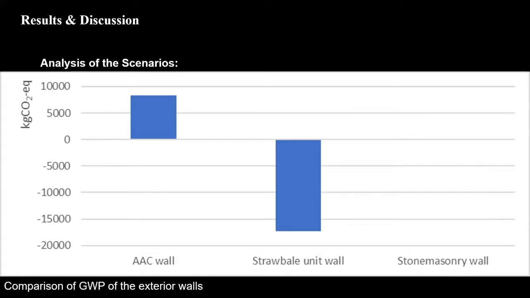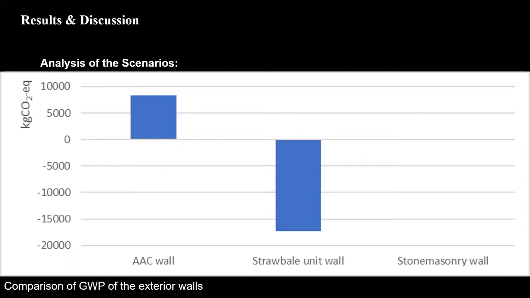It was seen that scenario 1 has significantly higher embodied carbon than the other scenarios. This situation has two main reasons. The first reason is the material preference for exterior walls. In scenario 1, the exterior walls are made of AAC blocks. The production and transportation of these blocks account for a significant amount of emissions.